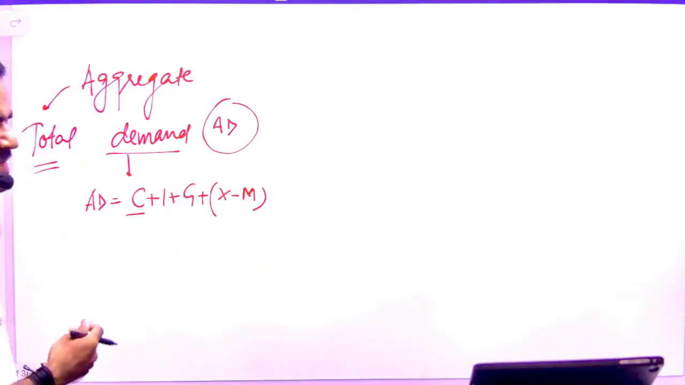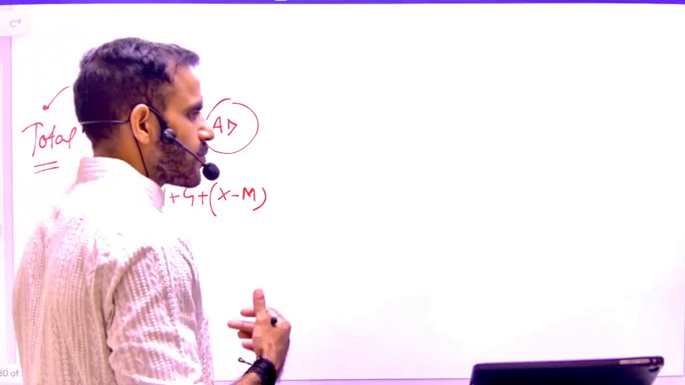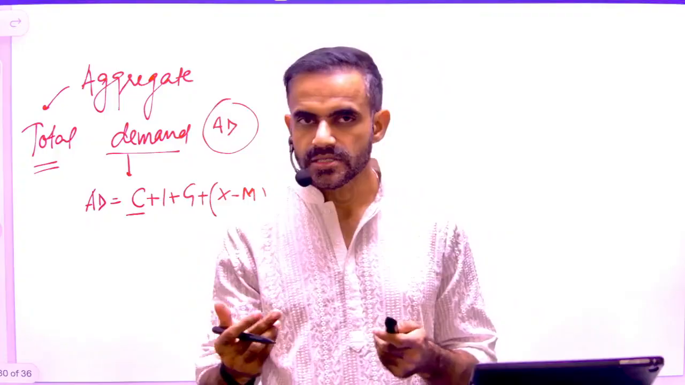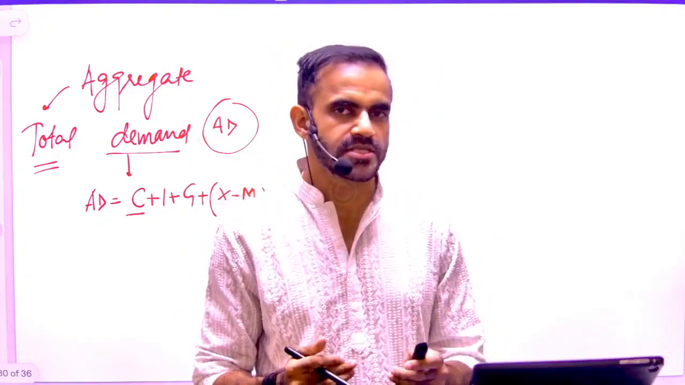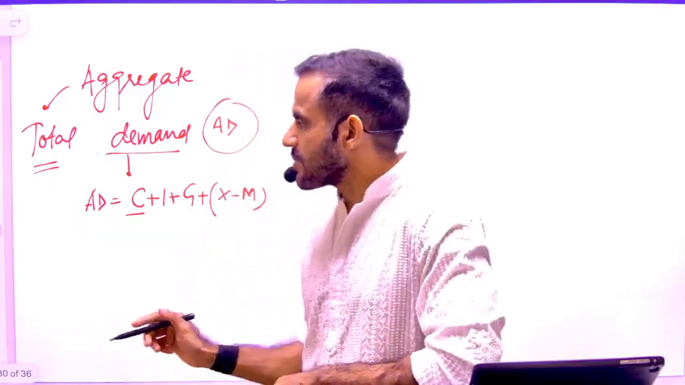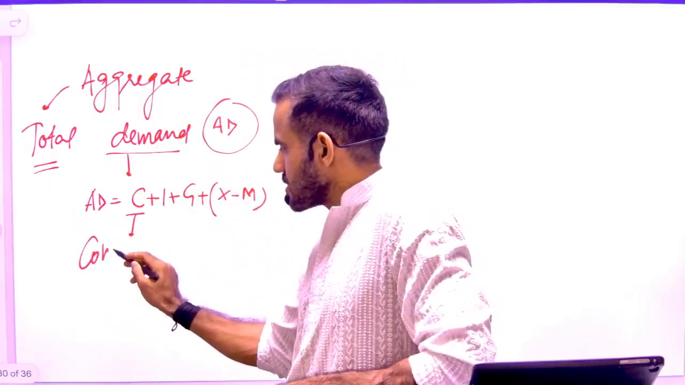Just remember, C basically means we are referring to the consumption by the people. So let's say you decided to purchase a phone, you decided to purchase clothes. That is demand in the economy. I purchased something, you purchased something, your family purchased something. All this is demand in our economy. So the first part of this demand is consumption by people, consumption.